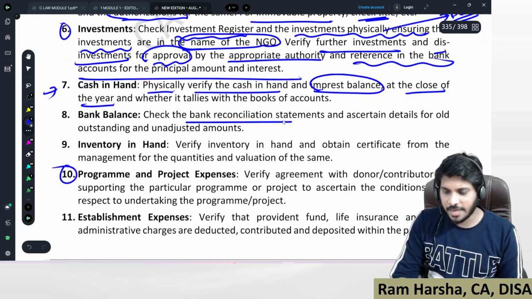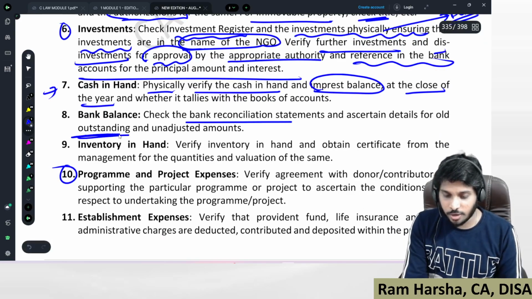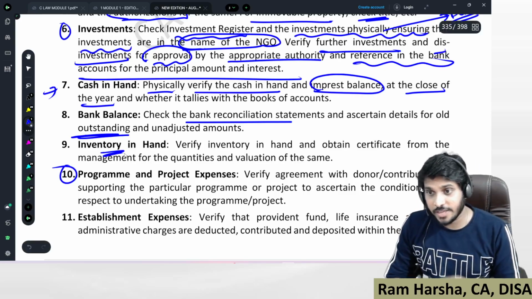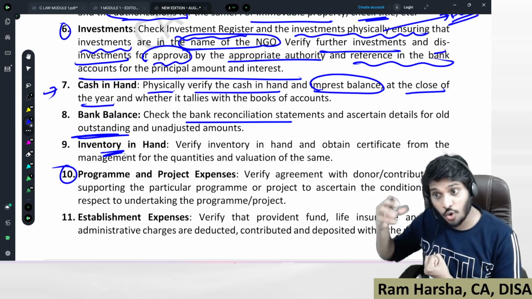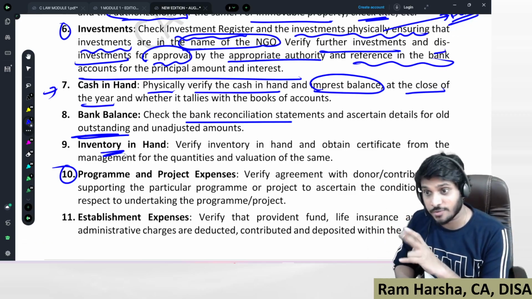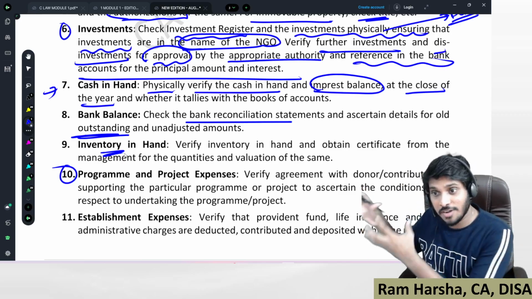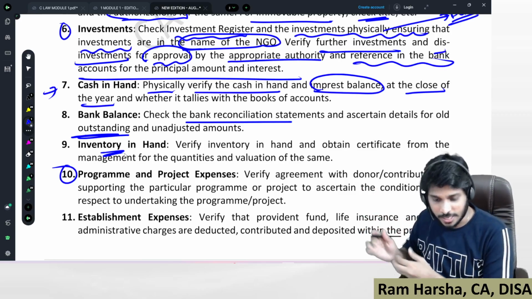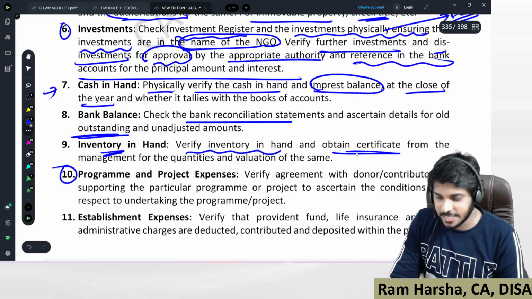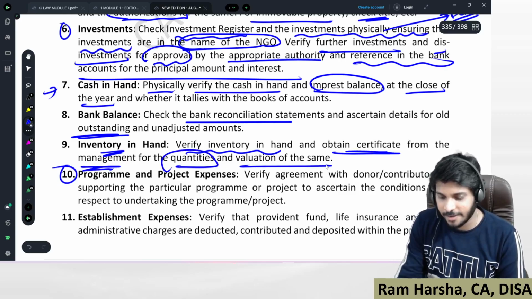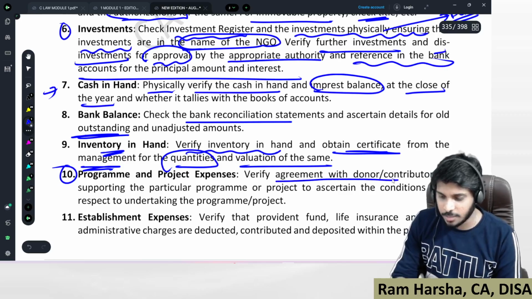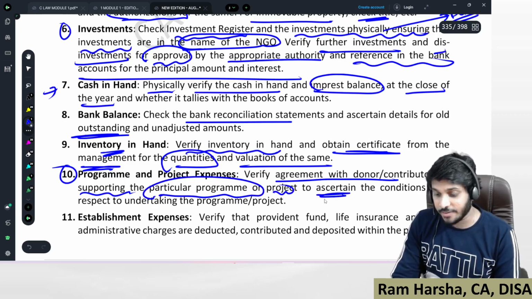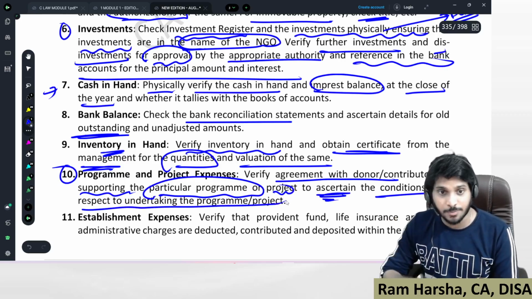Bank balance: look at the bank reconciliation statement and see what amounts are outstanding in the BRS. Inventory in hand: if the NGO has some inventory, we call it stores; in fact it is not right to use the word inventory, it is actually stores. An NGO will maintain some stores, such as stationery and loose tools. Verify inventory in hand and get a certificate from the management for quantity and valuation of the same. And verify the agreement with the donor supporting the particular program or project, to ascertain the conditions with respect to undertaking the program or project.